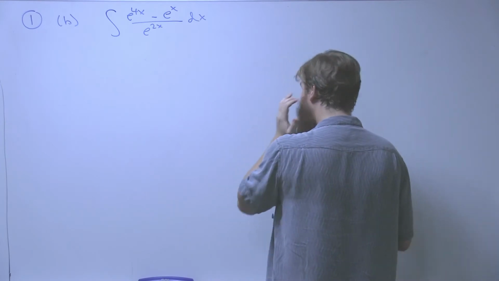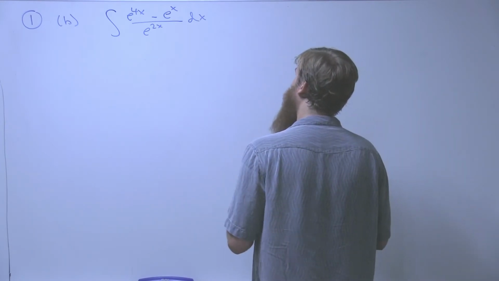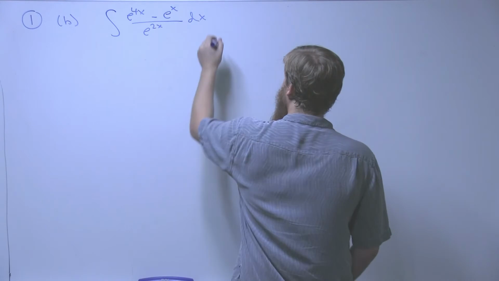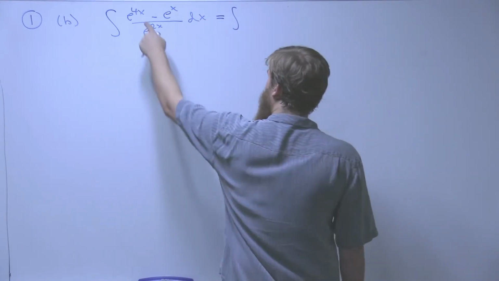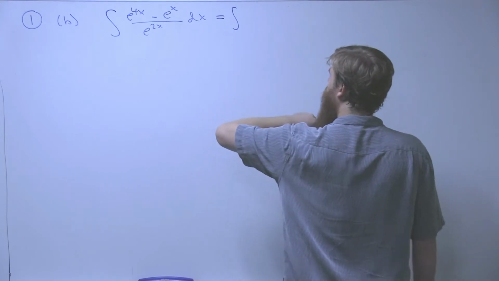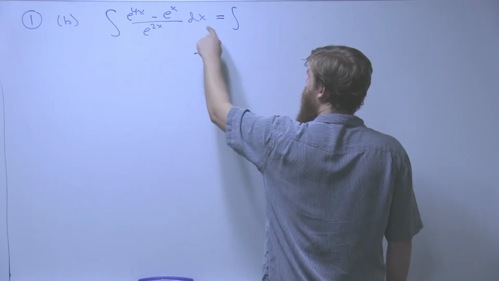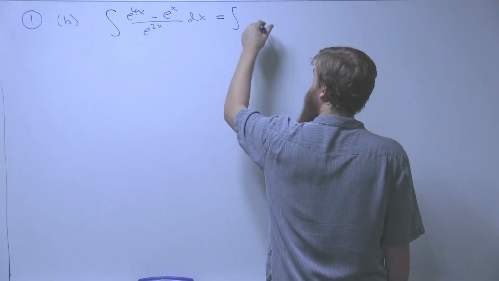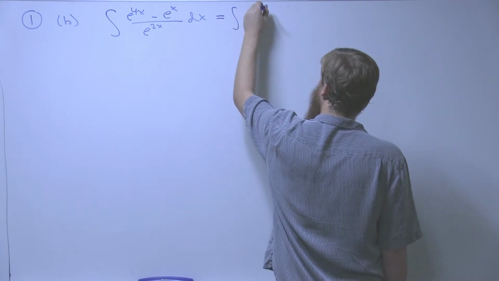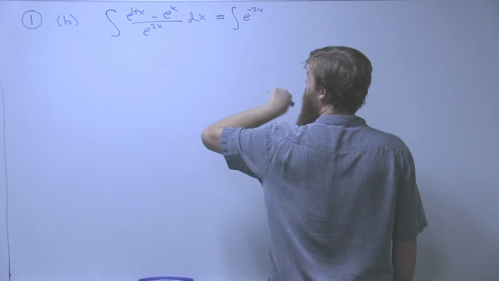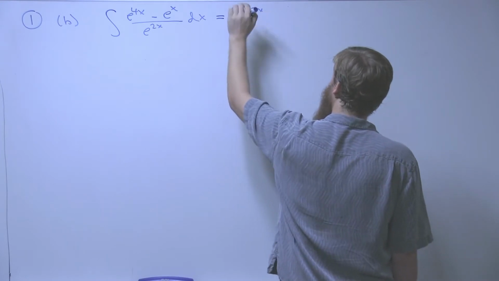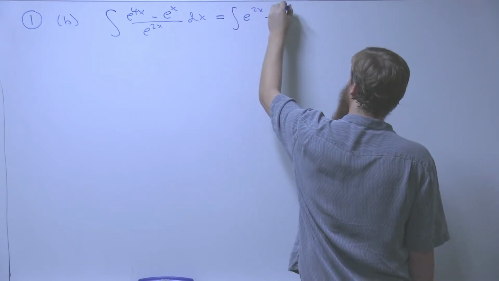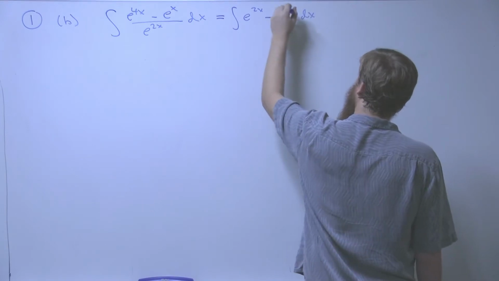You might be tempted by a substitution here, but there's actually something cleaner you can do, at least to start with. I always suggest try any algebra you can. Notice if you split this integral up into two pieces, it becomes nicer. E to the 4x minus e to the x over e to the 2x is the same thing as e to the 2x minus e to the x over e to the 2x, which is e to the negative x. So this is the integral of e to the plus 2x minus e to the minus x dx.